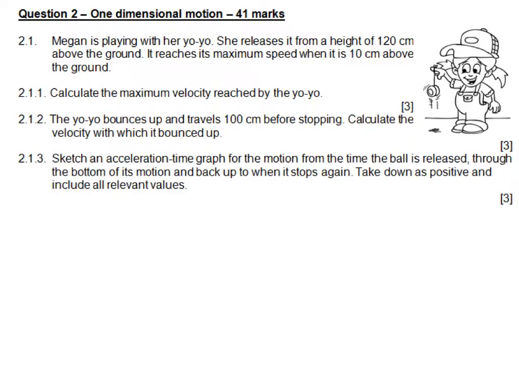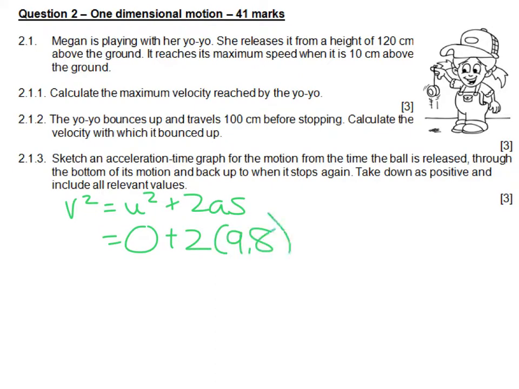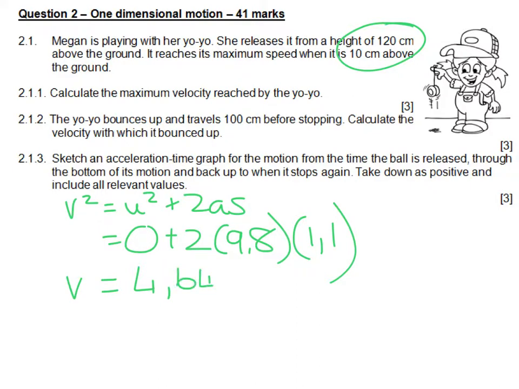Megan's playing with her yo-yo. She releases it from a height of 120 centimeters above the ground and it reaches its maximum speed when it's 10 centimeters above the ground. What is the maximum speed? So V squared is equal to U squared plus 2AS. Zero is her starting speed. Acceleration, it's in free fall, 9.8. And the distance is the difference between 120 and 10, which is 110 centimeters, which you have to convert into meters, 1.1. And therefore, when I square root that, the velocity is going to be 4.64 meters per second down.